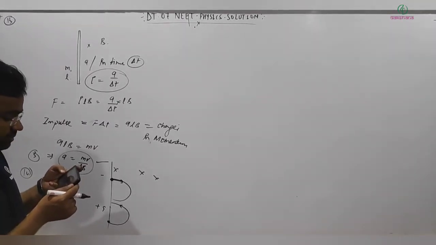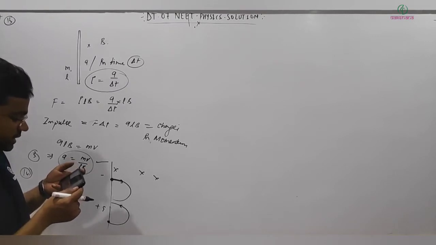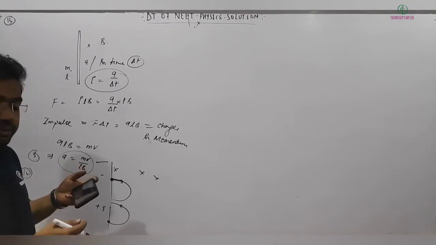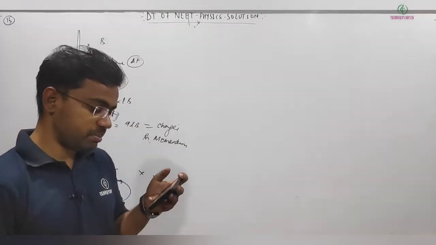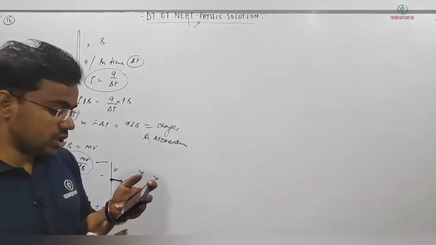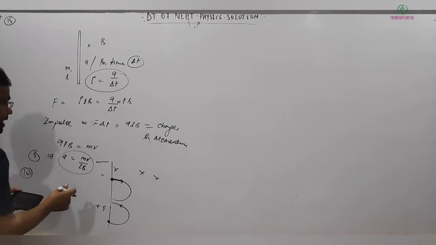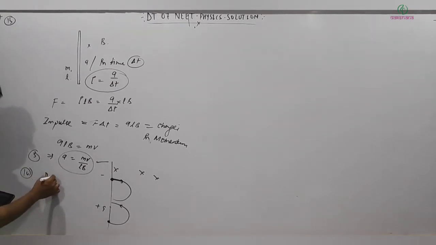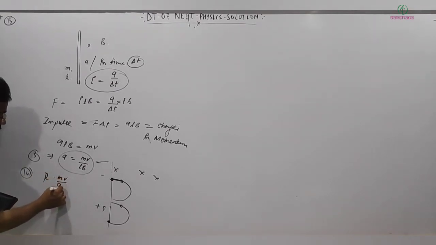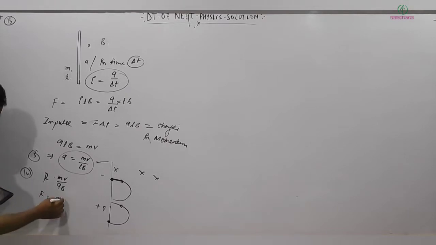Okay, B is directed perpendicular to the plane, separated by distance d. The particles enter a region of magnetic field B directed perpendicular to the paper inward with speeds v1 and v2. The particles will not collide if d. So here, what will be the radius? We know radius is equal to m v by q B. Charges are equal, so r can be written as m, and velocities are also equal, v1, by q B.